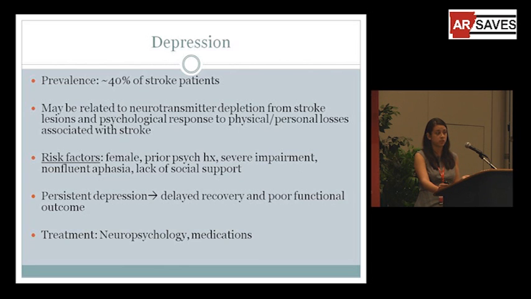Risk factors for depression and mood disorders after stroke include the female gender, prior psychological history, severe impairment, so the severity of stroke is important, non-fluent aphasias, and the lack of social support is also a big issue in having some kind of mood disorder after stroke. Somebody with persistent depression is going to have delayed recovery after stroke and poor functional outcome. Your mainstays of treatment are neuropsychological assessment in the rehab setting to help with adjustment and anxiety, counseling, and medications.